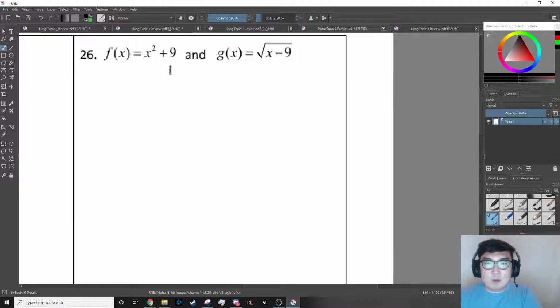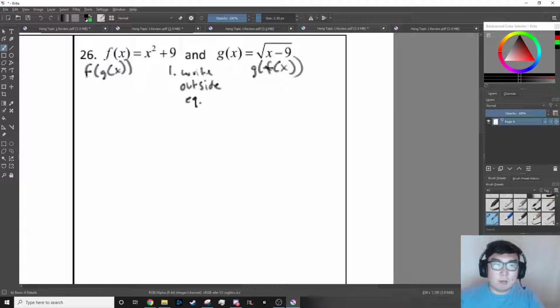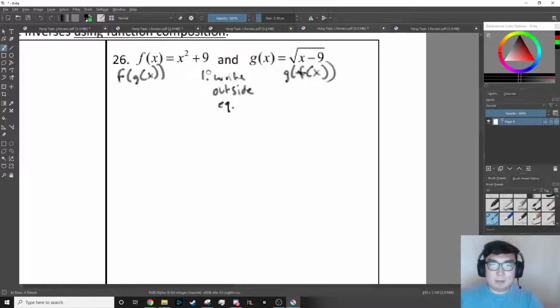So remember, step 1: write outside equation. So I'm going to do f of g of x here, and I'm going to do g of f of x here. And since this is a review, you can always watch my 1-4 video, which is the last problem. I'm going to be doing the exact same steps, but just a little faster. But first, I need to draw my arrows. You should also draw these.